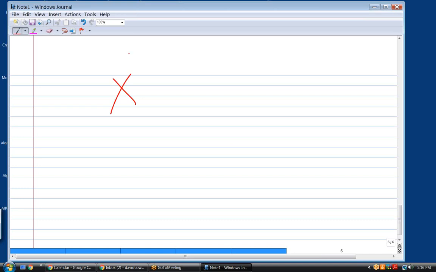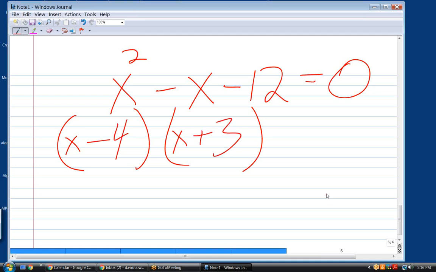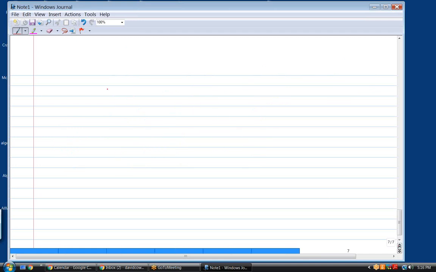Let me do another factoring one just to illustrate something. Factor this. First step. X minus 4, x plus 3. X minus 4 and x what? Plus 3. Okay. Pretty good.